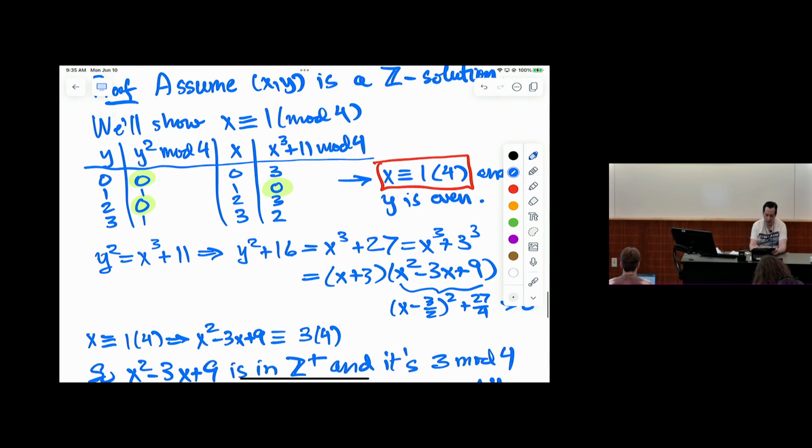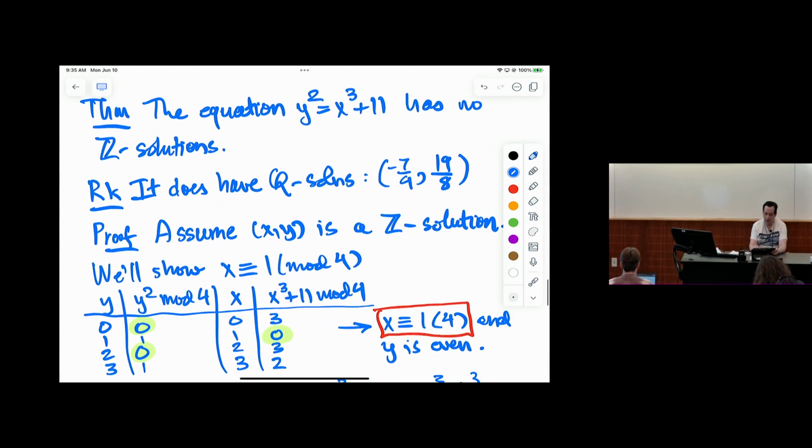The worst thing I could have said. This equation has no integer solutions. Again, it has rational solutions, but that's a different story. And maybe in the course on elliptic curves, somebody will say something about that, the rational solutions to that equation.